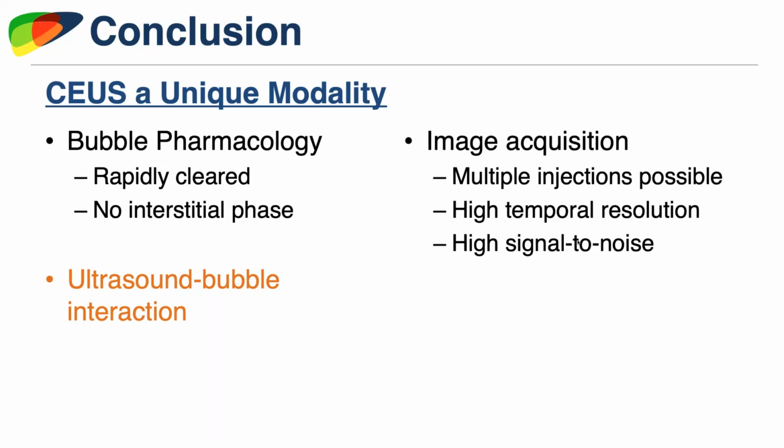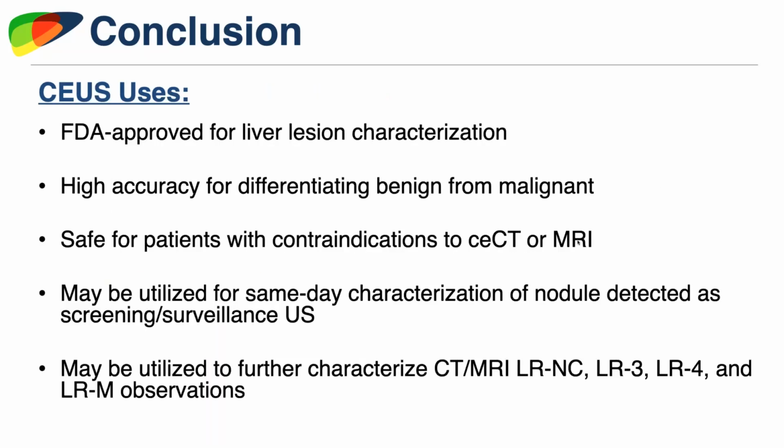to this modality. So we use it, and I encourage you all to use it as an FDA-approved agent for liver lesion characterization in your HCC and your non-HCC population. It has been shown to have a high accuracy for differentiating benign from malignant lesions in the liver and in the kidney. It is obviously a very safe modality. It can be used for same-day characterization of lesions identified on a screening or surveillance ultrasound. And obviously, it can be a troubleshooting tool when your CT or MRI are either confounded or you want to move an observation, an LR-3, LR-4, or LR-M observation, into another bucket. You can give it another chance utilizing this modality.